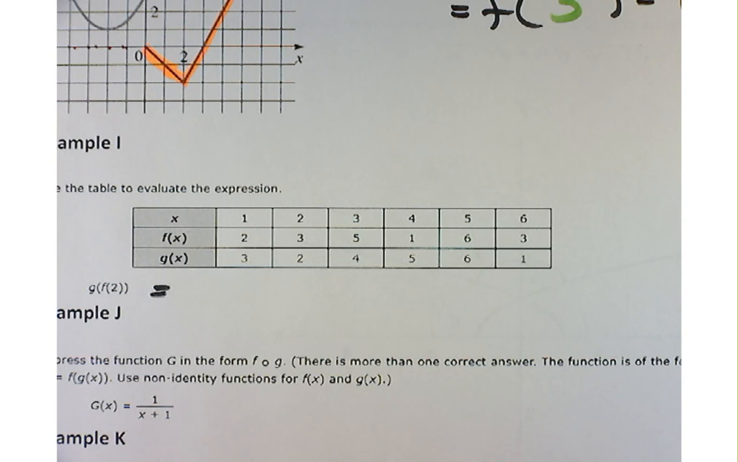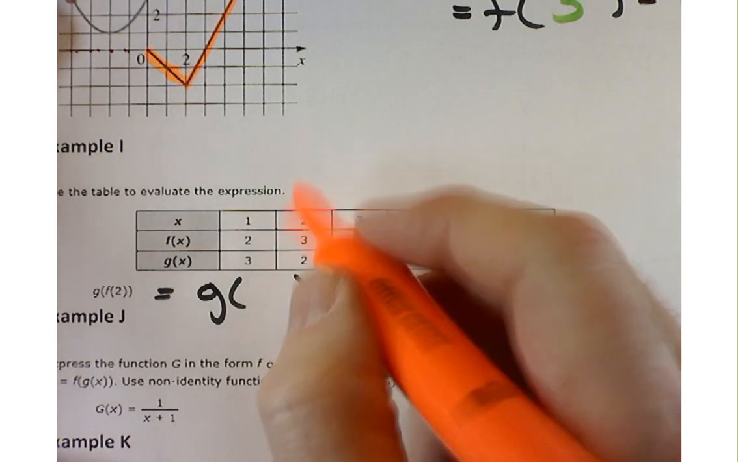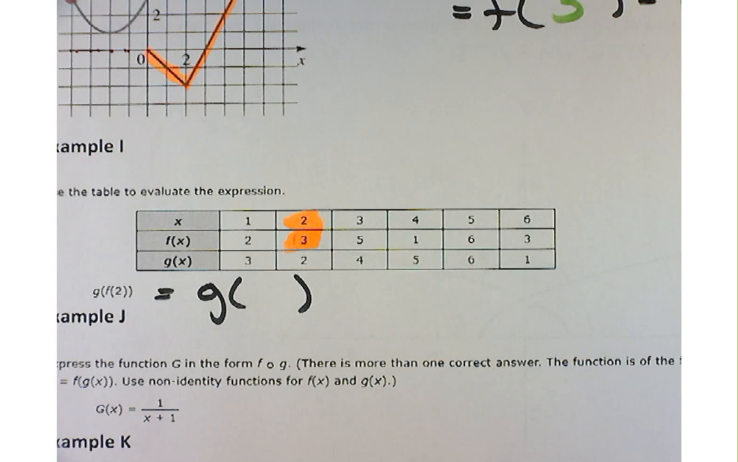Good. Start with the inside, which would be f of 2. If you look at the table, what's f of 2 going to give you? F of 2 is going to give you 3. So let's plug in a 3 here.